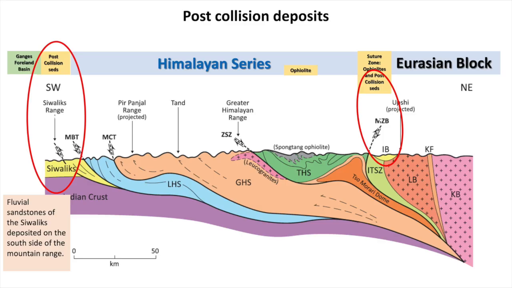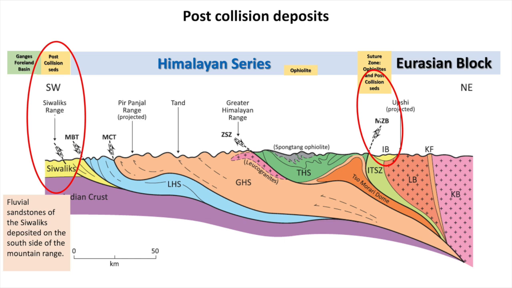So I should finish really, to be comprehensive, I should just tell you about some of the rocks that were deposited after the collision. So the post-collision deposits, we mentioned the Siwaliks already, shed from the uprising mountain chain, producing fluvial sandstones on the south side.